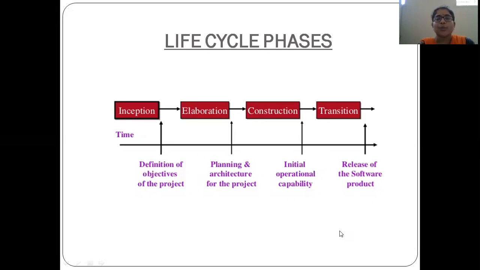So in today's session, we are going to discuss the elaboration, the construction and the transition, which are the life cycle phases of our software development. We are going to see what the primary objectives of these three phases are, what essential activities we need to do to meet those objectives, and after completing the essential activities, how we are going to evaluate them. So without any delay, let's get into the topic.